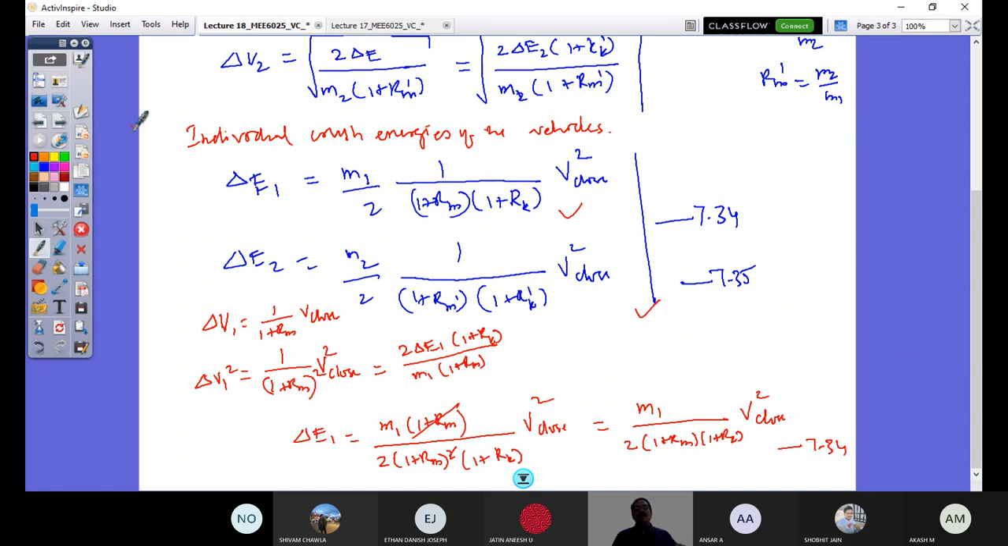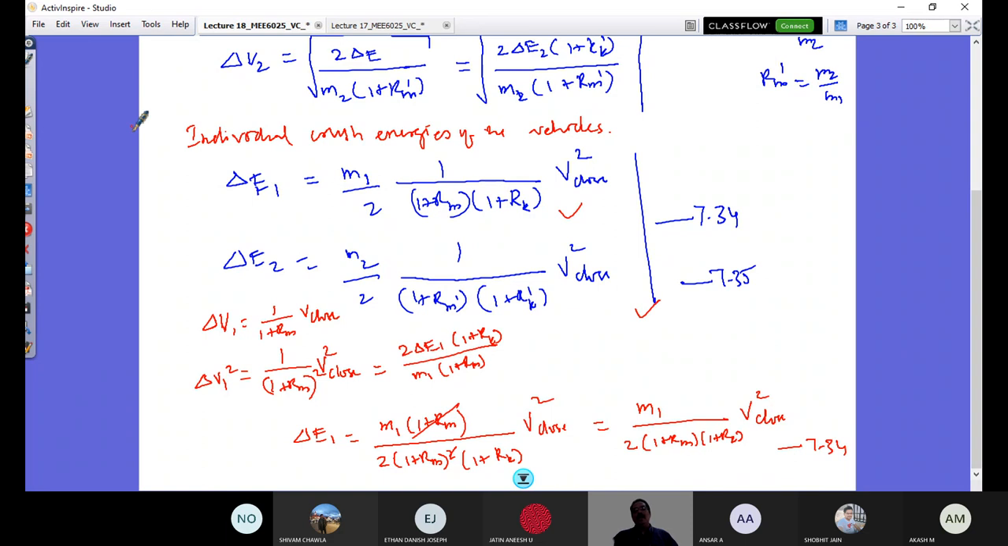Central impact, when you say it, has three cases possible. When a vehicle goes forward, another vehicle follows and hits; or a rigid barrier and a vehicle goes and hits; or a head-on collision. So these are the three cases possible for direct central impact. We have learned sufficiently the mathematics and equations to quantify the total crash energy, or the individual vehicle crash energy, or the individual vehicle velocity change and so on.